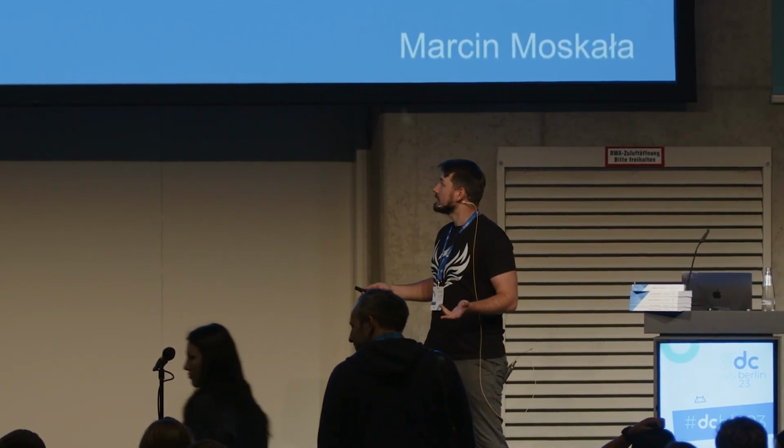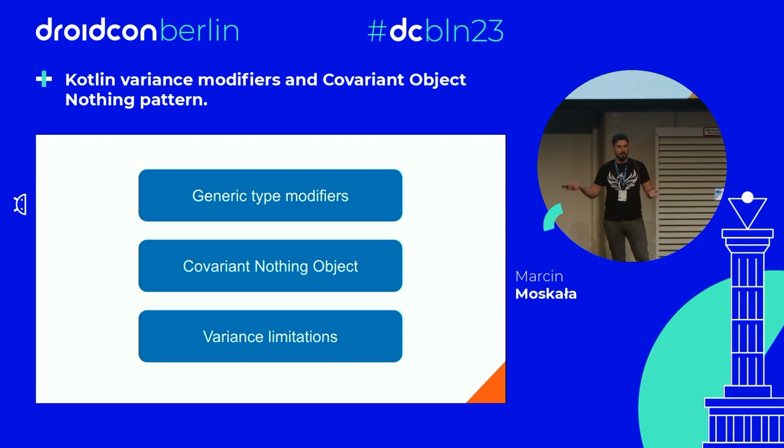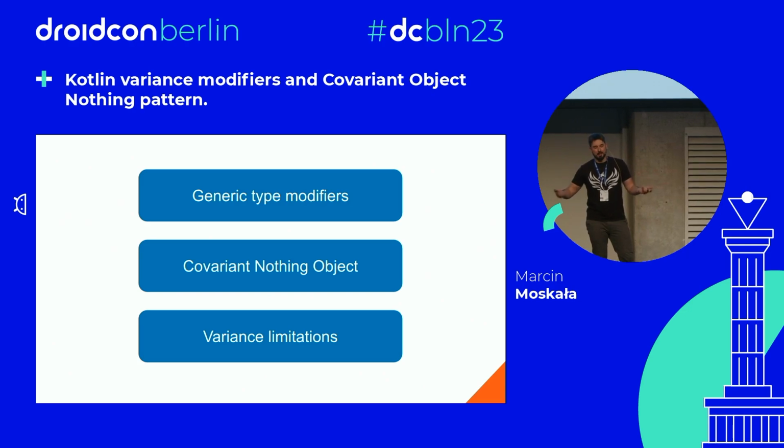So welcome to Kotlin variance modifiers and covariant nothing object pattern. A little long name, but it pretty well describes what will be covered in here. Generic type modifiers, covariant nothing object, variance limitations. Something that you are probably all using, and very few people know how it really works.